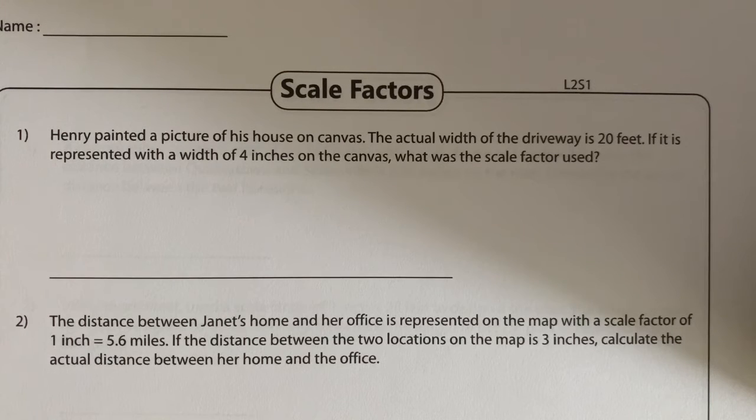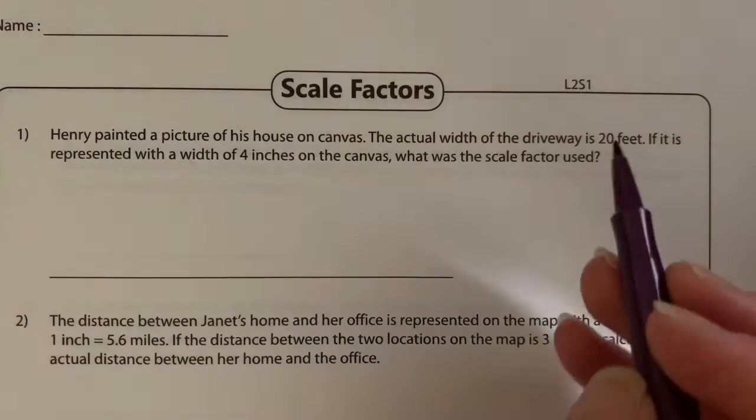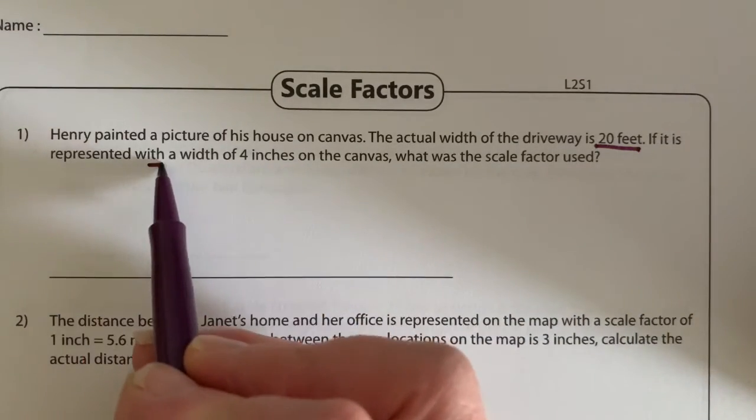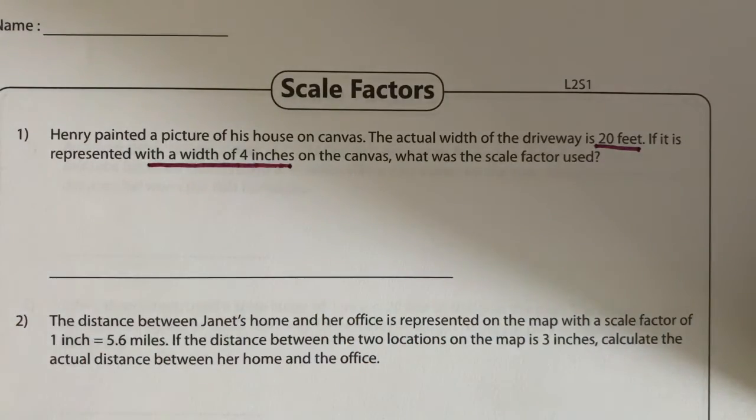So today we're going to do a couple problems on using scale factors. The first problem that you're going to see in Go Formative is the one that I'm going to show you first, and then I'll do a couple problems for you. It says Henry painted a picture of his house on canvas. The actual width of the driveway is 20 feet. If it is represented with a width of 4 inches on the canvas, what was the scale factor used?